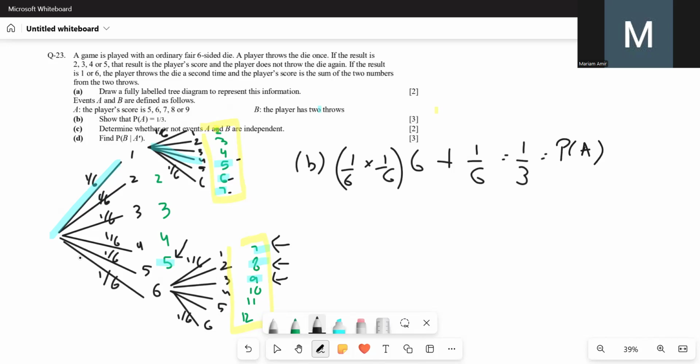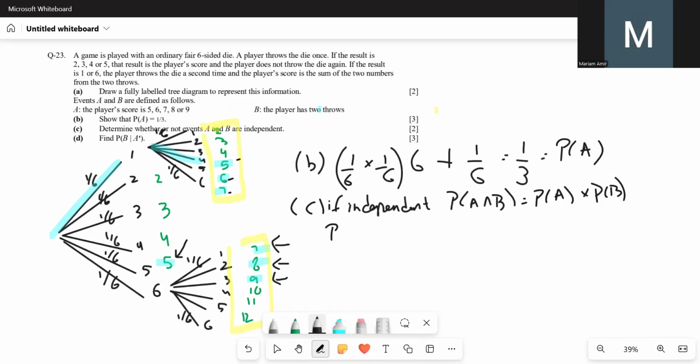Okay. Part C, determine whether or not events A and B are independent. If independent, then the probability of A intersection B will be equal to the probability of A times the probability of B. We already have the probability of A, which is 1/3. Let's calculate the probability of B. Event B is that the player has two throws.